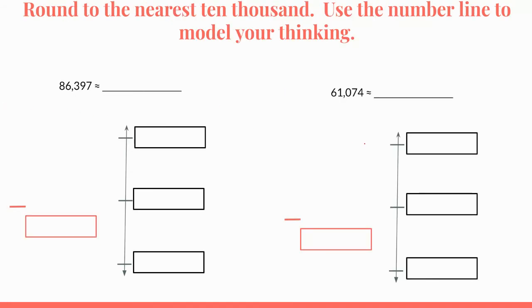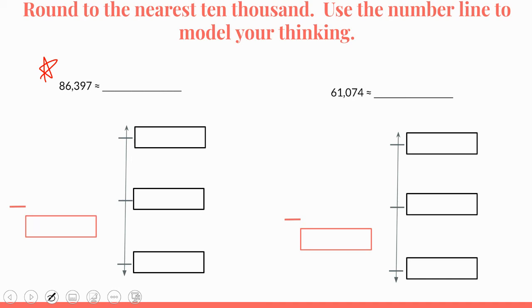So we're going to round to the nearest 10,000, and you're going to use the number line to model your thinking. So, just like on Zearn, you're going to label the number line with the lowest, the highest, and the midpoint. And then when you're on your side, you'll be able to drag this over and mark your line for where this actual number is. So go ahead and solve this first one here. 86,397 rounded to the nearest 10,000.